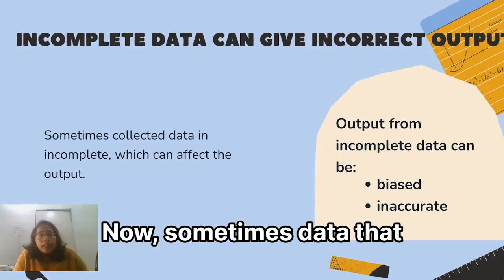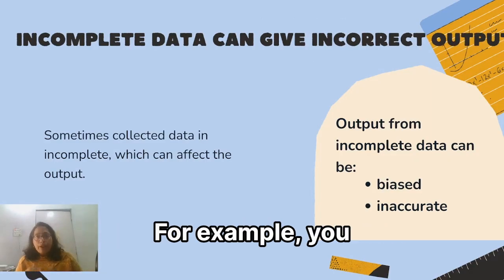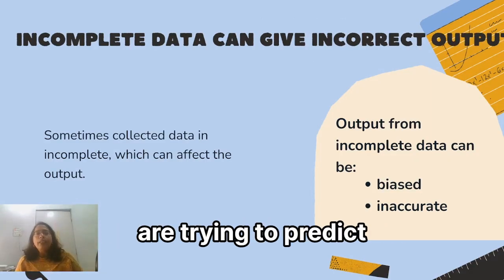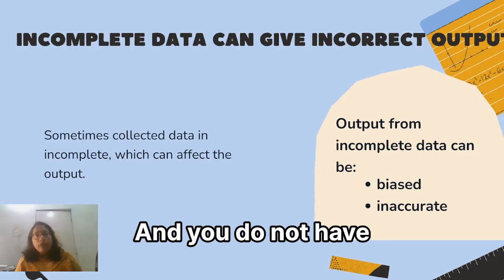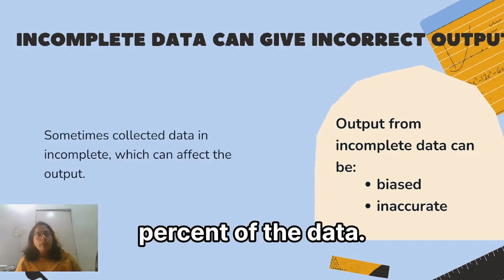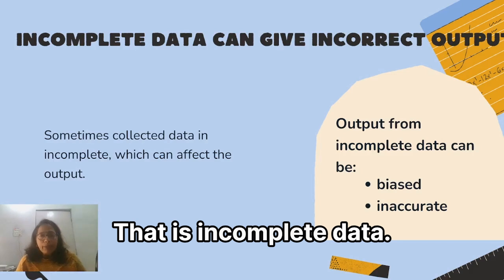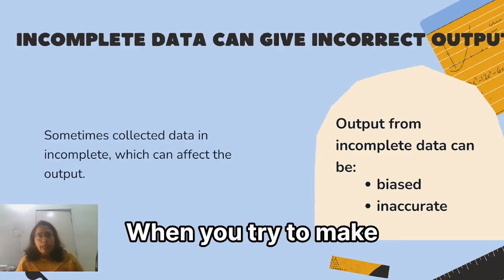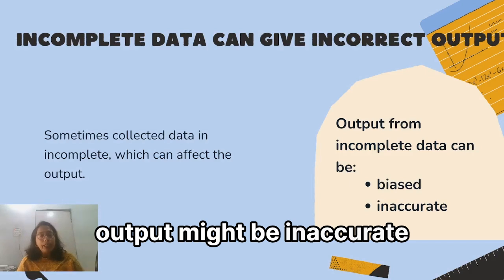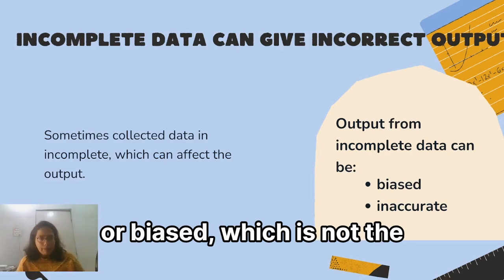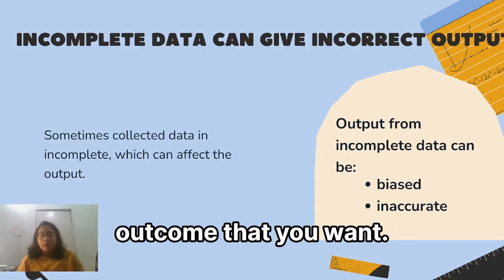Now, sometimes data that is collected is incomplete. For example, you are trying to predict the behavior of shoppers based on their gender, and you do not have gender data for 20% of the data. That is incomplete data. When you try to make predictions based on incomplete data, the output might be inaccurate or biased, which is not the outcome that you want.